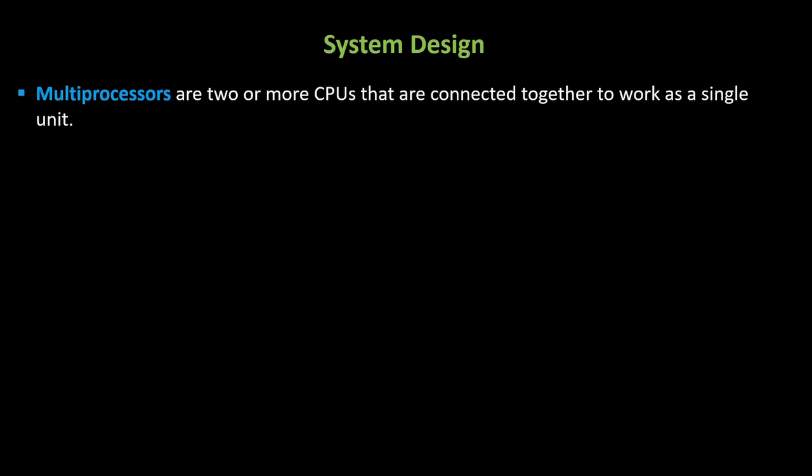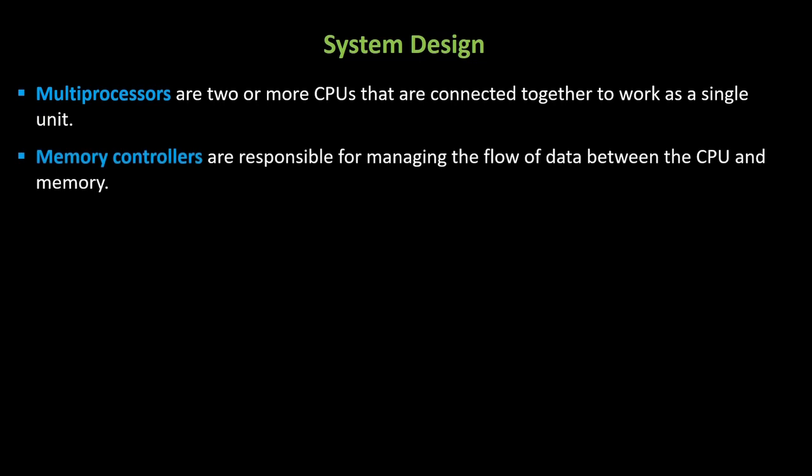Next, we have memory controllers. Memory controllers play a crucial role in managing the memory within the computer system. Their primary function is to ensure that the CPU has timely access to the required memory resources whenever it needs them. This coordination helps optimize the overall performance of the system.